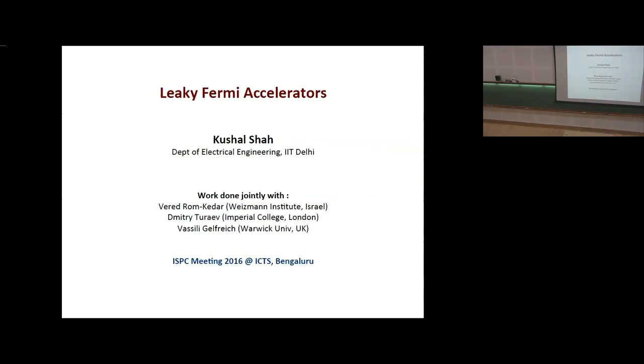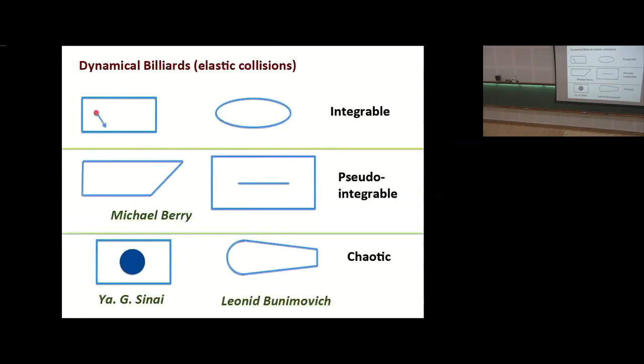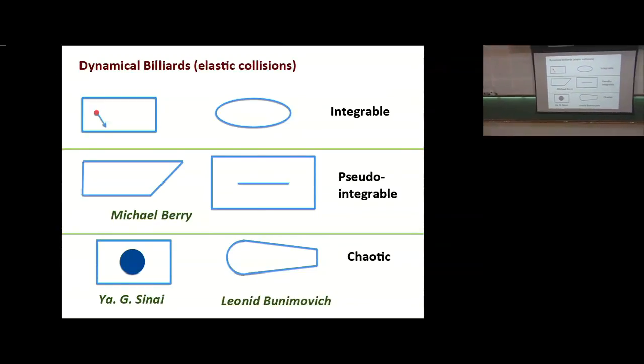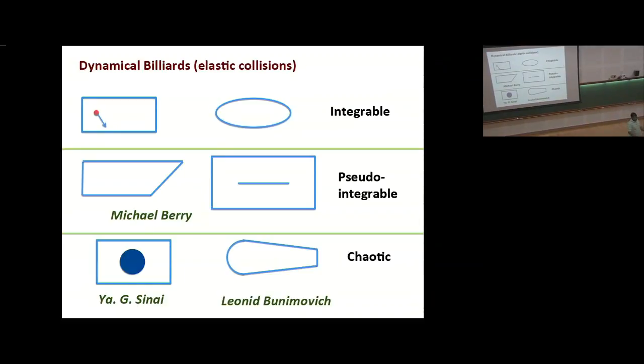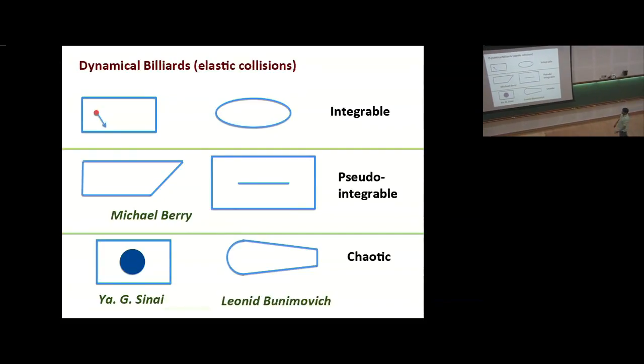Before we get into Fermi acceleration, we need to understand what this simple mathematical toy called dynamical billiards means. Basically, we have a simple geometry of some arbitrary shape, and a particle moving inside it, undergoing elastic collisions with the boundaries. Broadly speaking, these billiards can be divided into three kinds. One of them is integrable. A rectangle or an ellipse is an example of an integrable billiard.